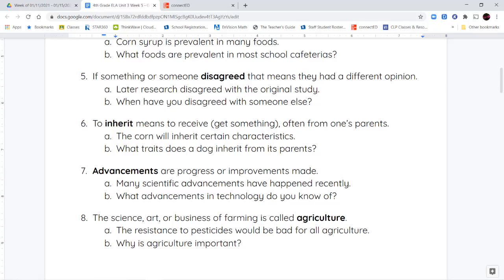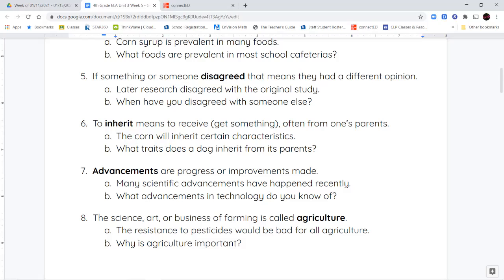Next, we have the word disagreed. Disagreed means that they don't agree, right? The prefix dis means not. So to disagree means to not agree, or the opposite of agree. That means you picked something different. You didn't go with the option that someone gave you. You disagreed with it and you went with something else.